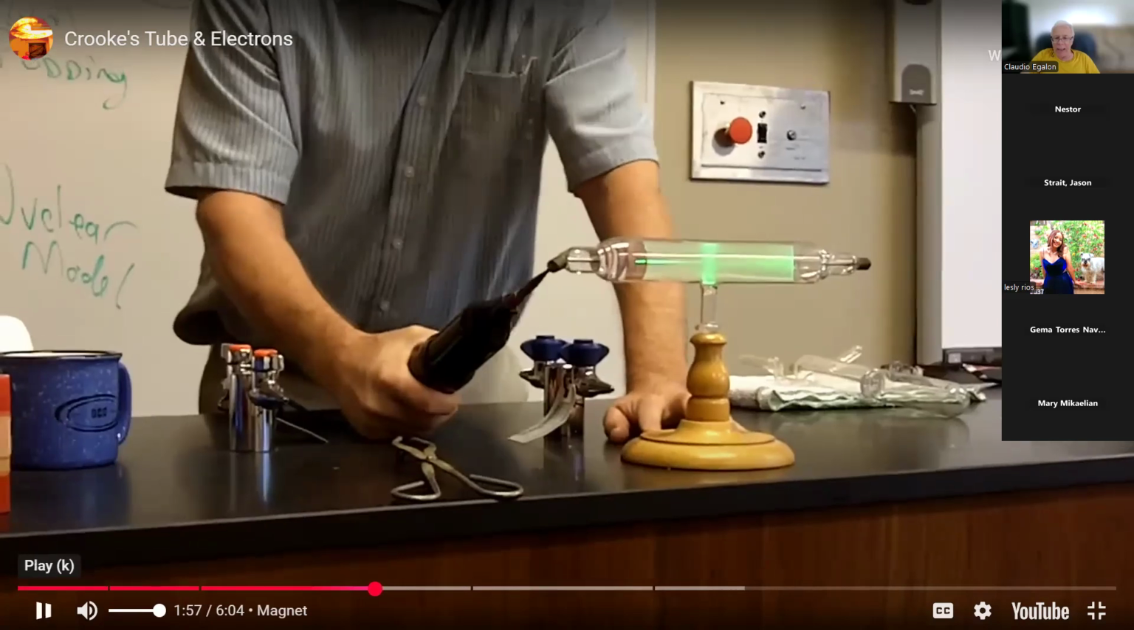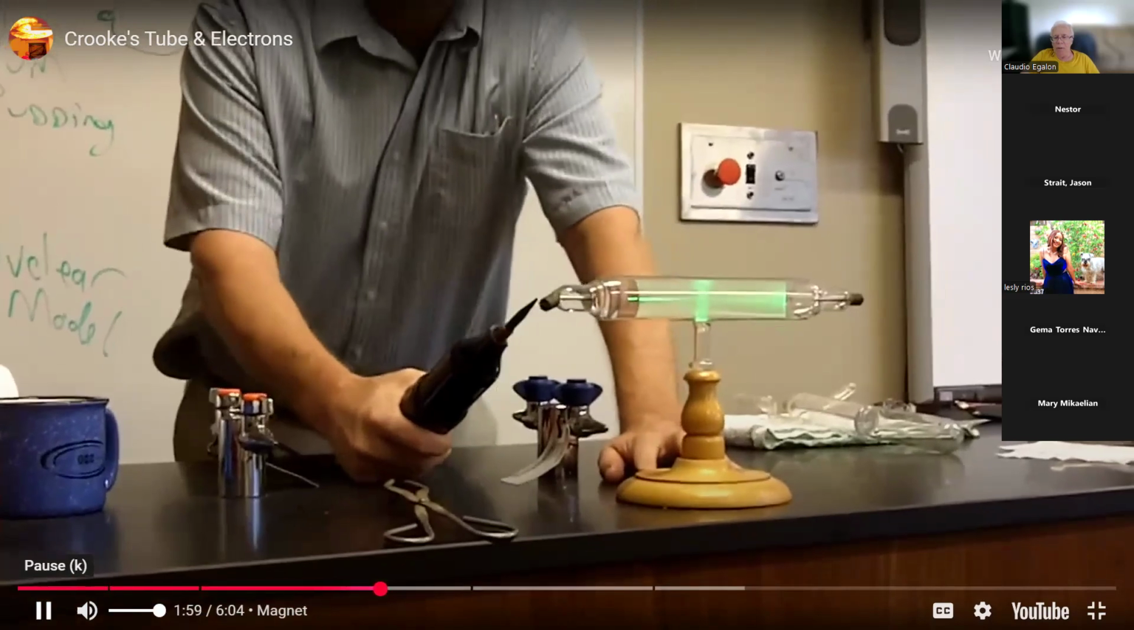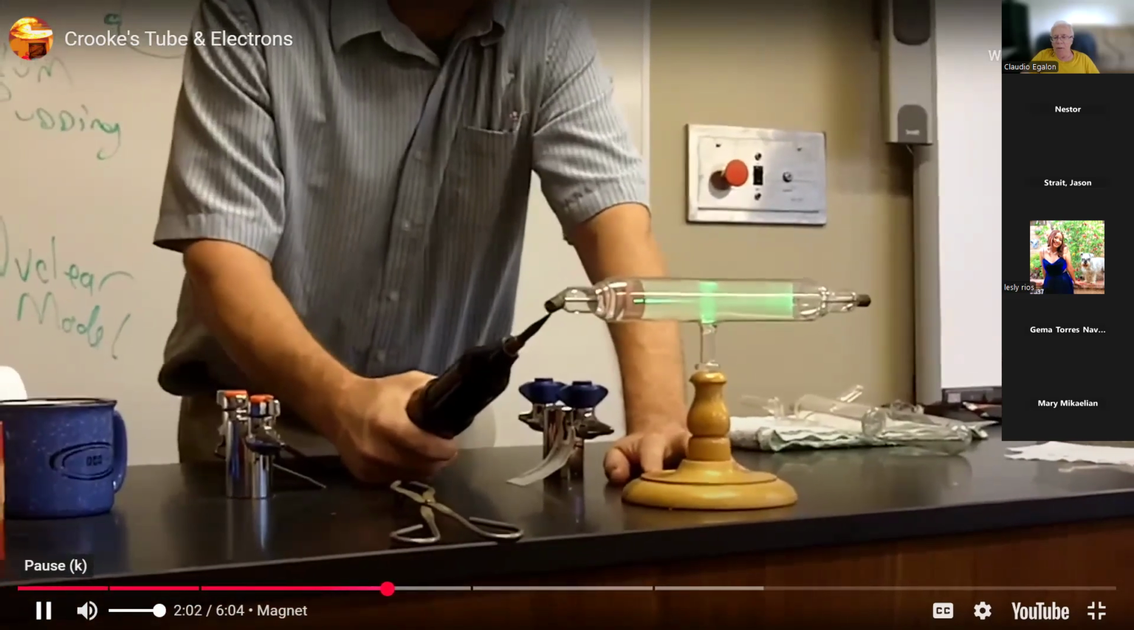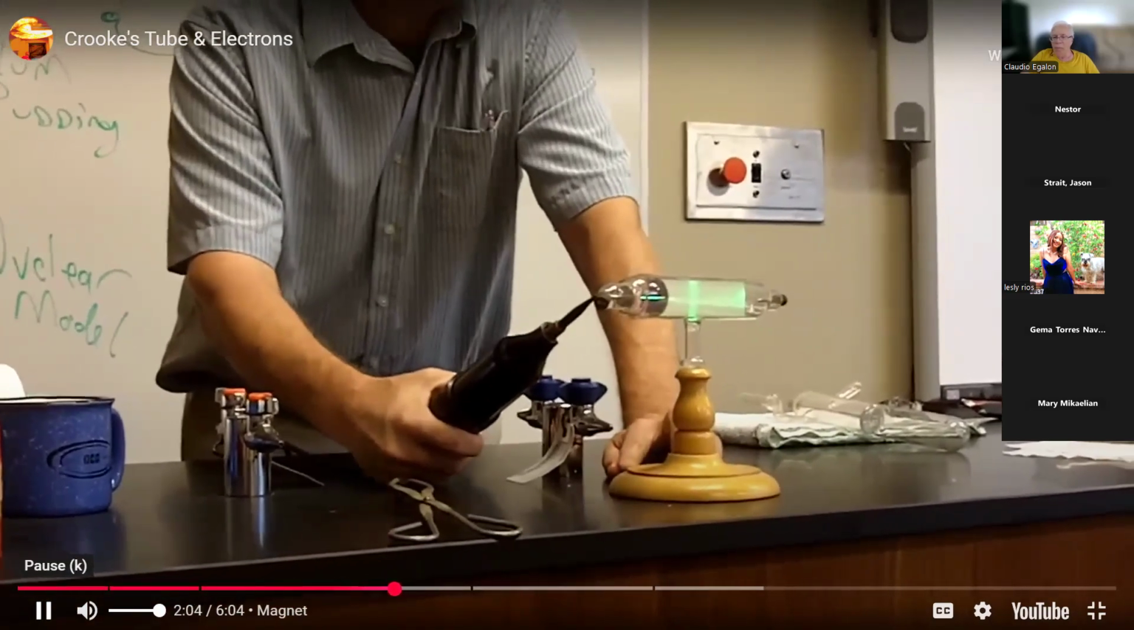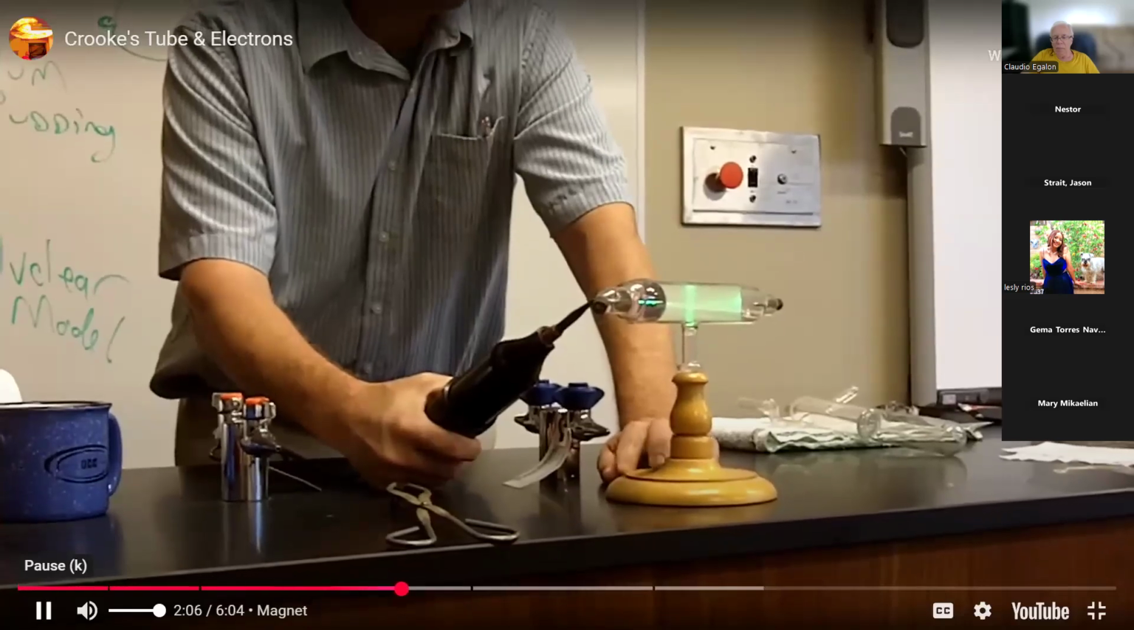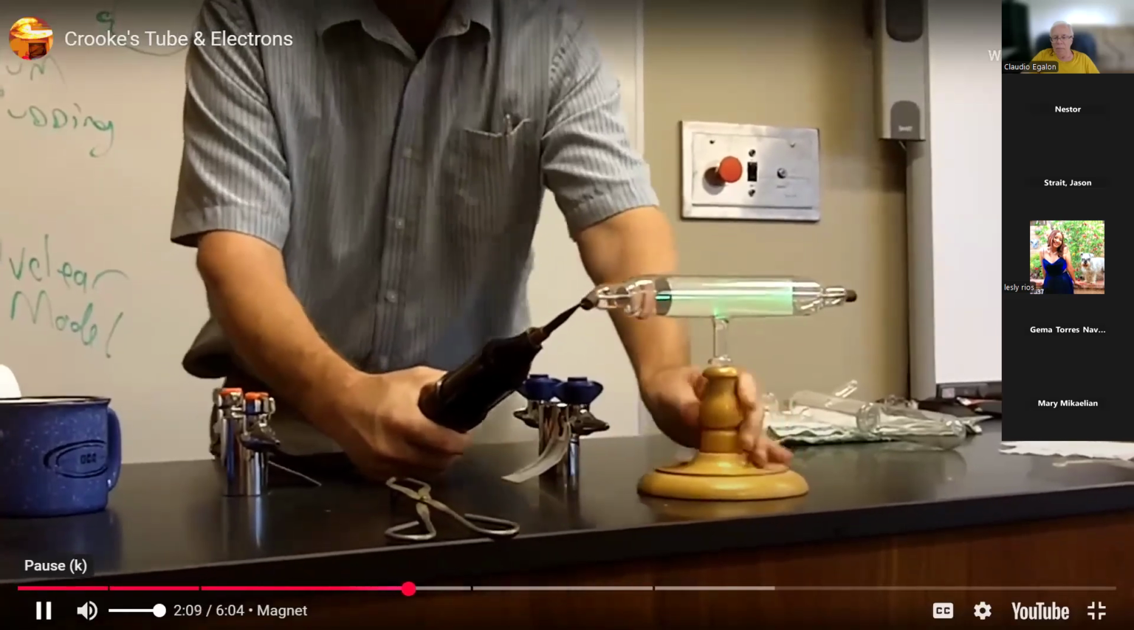And then what you can do is apply a magnet either at the top or the bottom, and you're going to see that the path of the electrons will be bent depending on the position of the magnet and depending on the polarity of the magnet. The path of the electrons is going to be bent either upwards or downwards. Do you see that? You see it over there on that side? Anybody see it? Pretty cool.